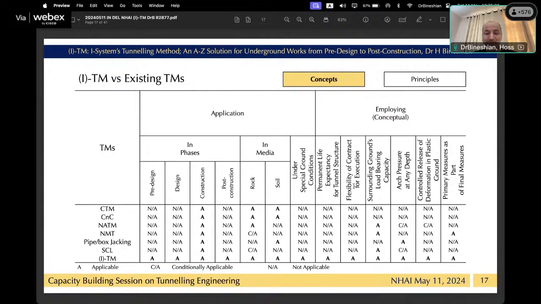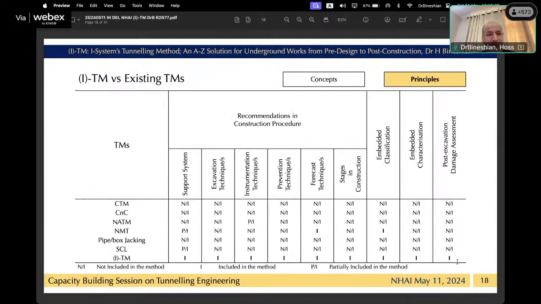For the flexibility of contract, you will be facing lots of problems with other tunneling methods, but when your contract is based on ITM, you will not be facing this. So the client can manage the contract easily. Surrounding ground's load bearing capacity, only 4 tunneling methods consider it: NATM, NMT, SCL, and ITM. For the arch pressure at any depth, only pipe or box jacking and ITM consider it. Controlled release of deformation, only ITM considers. And primary measures as part of final measure, only NMT and ITM consider this.